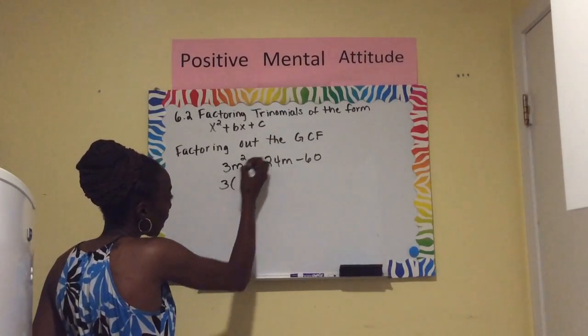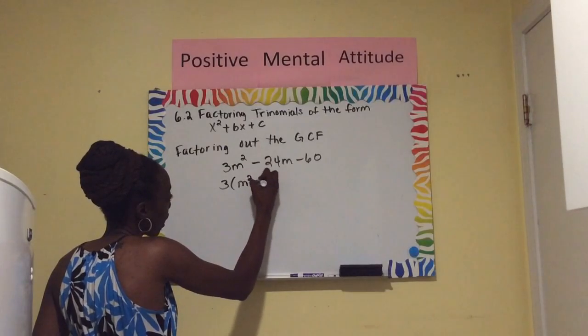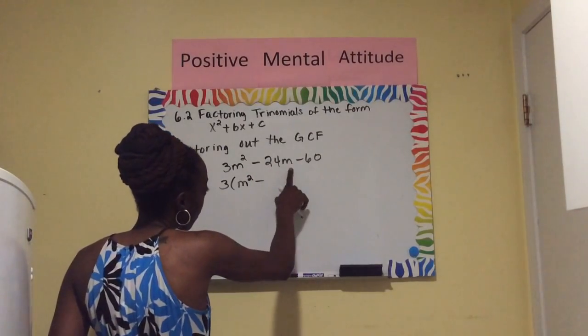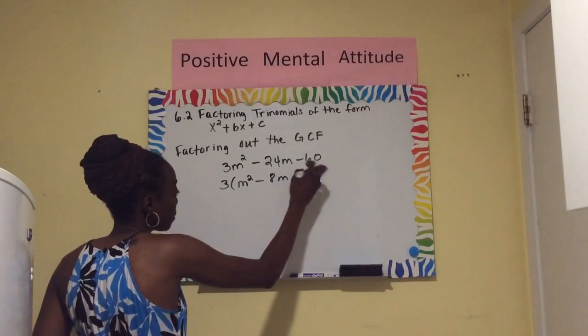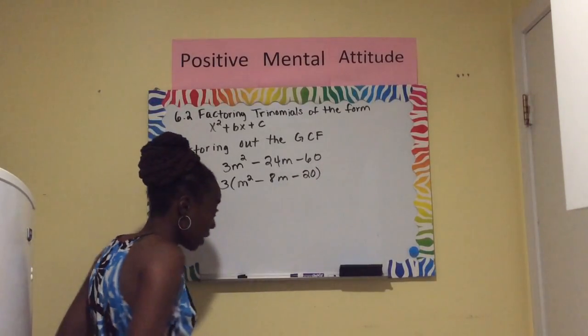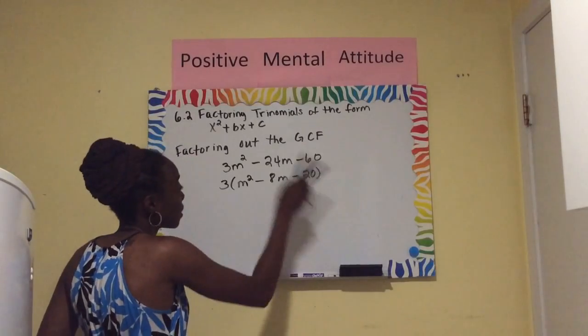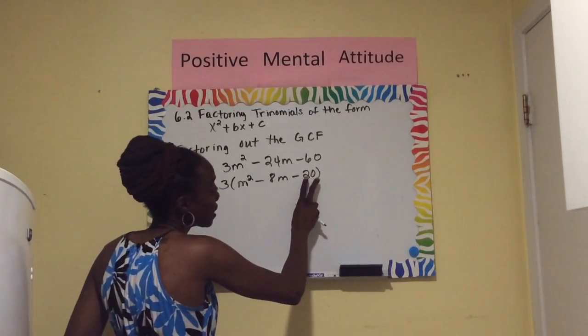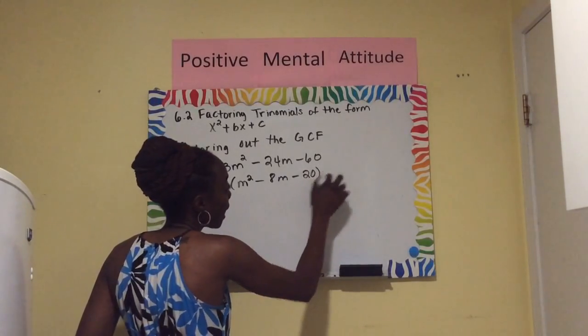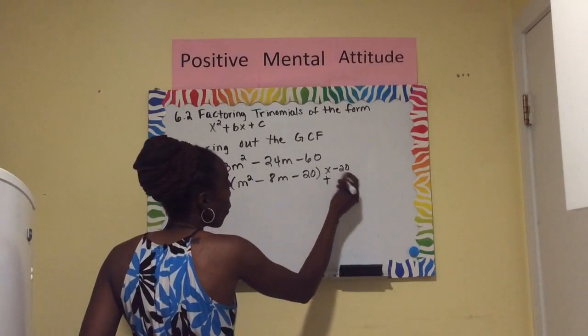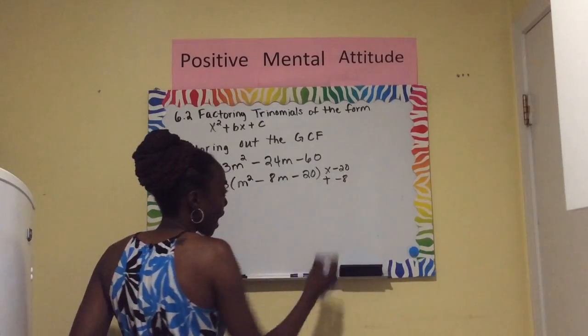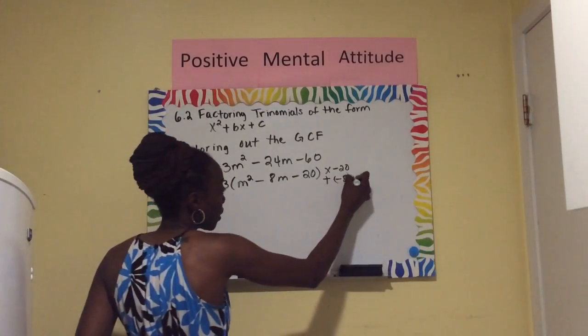So when I pull my 3 out of the first one, I'm just left with m squared. When I pull my 3 out of the 24m, I'm left with 8m. And when I pull my 3 out of the 60, I'm just left with 20. So now I'm back to what I originally did. I need to find factors that multiply to give me a negative 20, and add or combine to give me a negative 8. That's what we're looking for here.